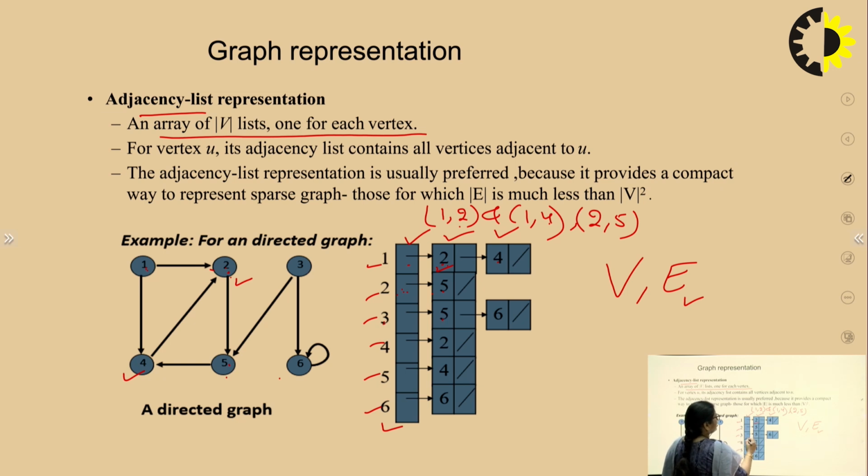What information is stored here? 3, 5 and 3, 6. The node for which we are making the list will be the first element of the pair. So 3, 5 and 3, 6, and similarly 6 to 6. So this is the adjacency list representation of graph.